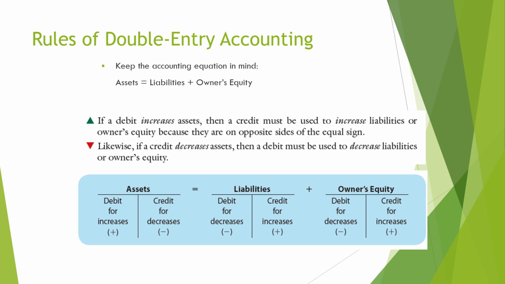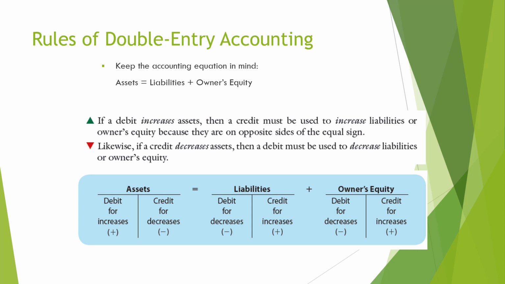You already know the accounting equation is assets equal liabilities plus owner's equity. So what we're going to do now is show you how you can use this accounting equation to figure out if a debit increases that account or decreases that account. All right, let's look at this. Which account is to the left of the equal sign? Here's your equal sign right here.